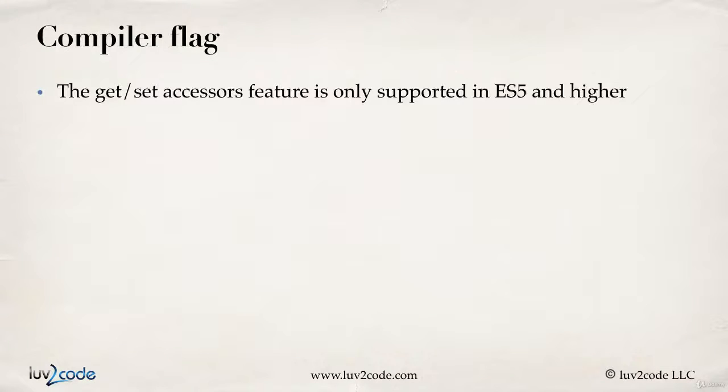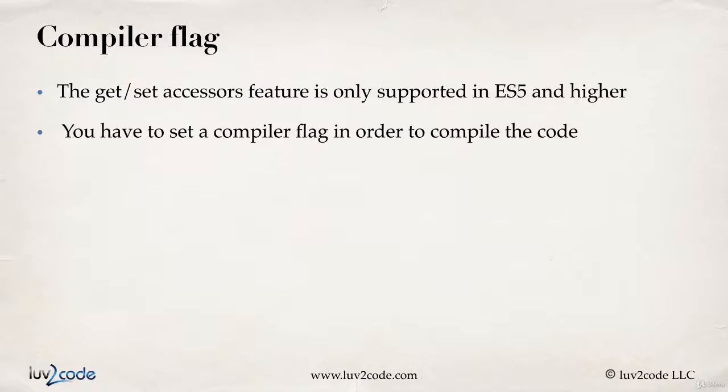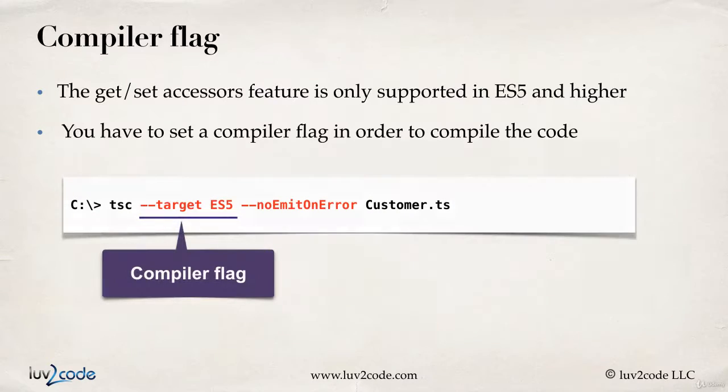Regarding compiler flags, the get set accessor feature is only supported in ES5 and higher. You have to manually set a compiler flag in order to compile the code. So when you run tsc, you have to give --target ES5. If you don't provide this information, you'll get an error where the compiler will say this feature is only available in ES5 or higher. So you have to explicitly give this compiler flag.